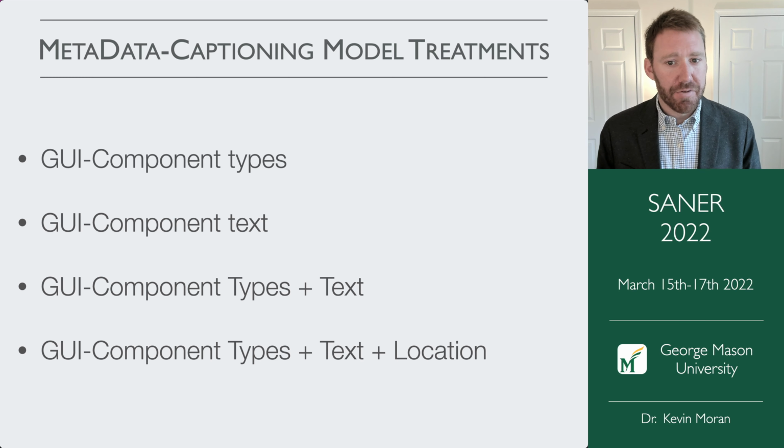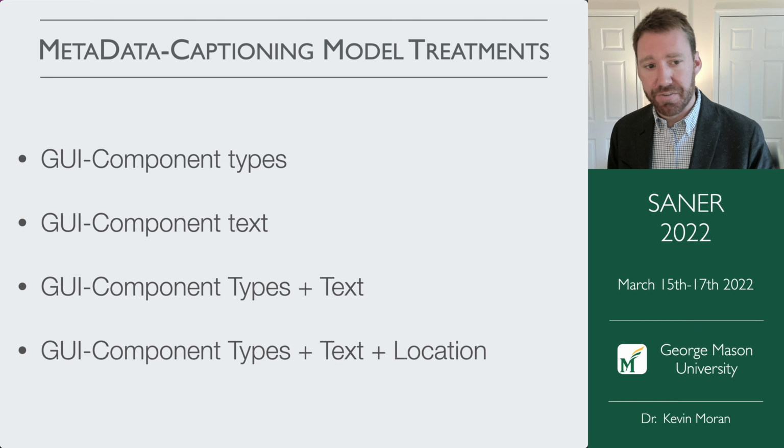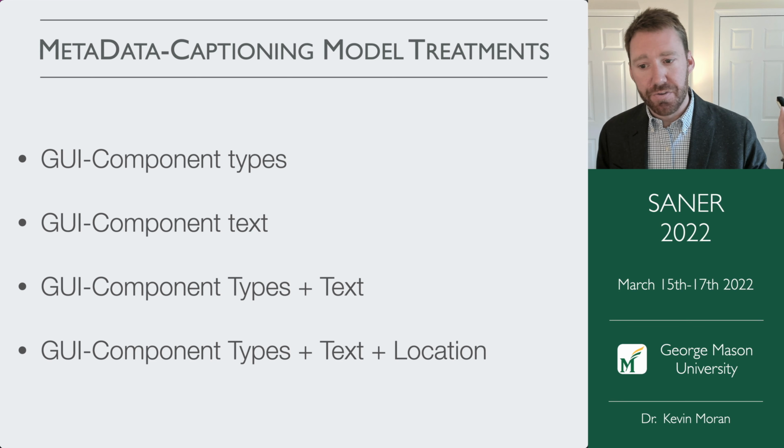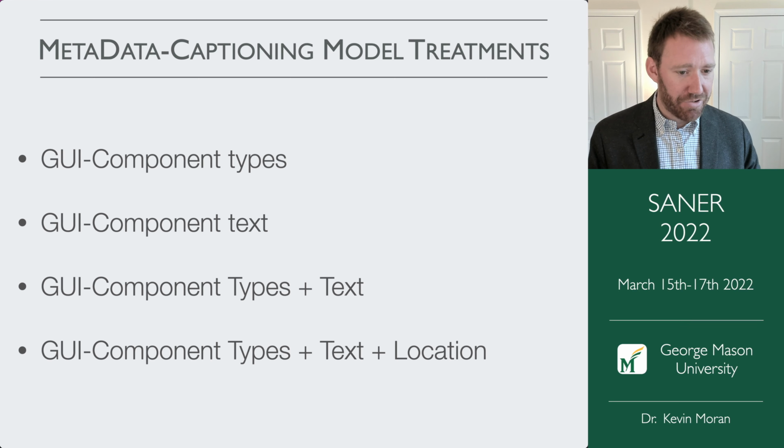So we also had some different treatments for the metadata captioning models. This includes using different GUI component types, using only the GUI component text, using the types plus text together, and then finally using the types plus the text plus the location. We want to see, does any of these different representations actually impact the overall accuracy?